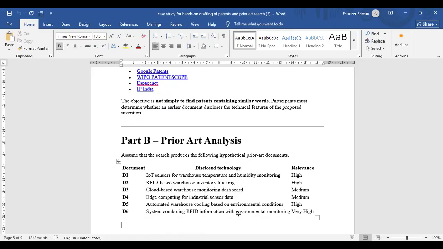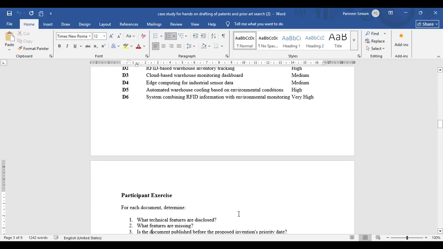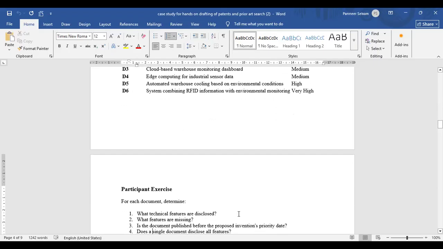Now, participants should critically analyze each document. Ask 4 important questions. First, what technical features are disclosed? What features are missing? Was the document published before the proposed invention's priority date?